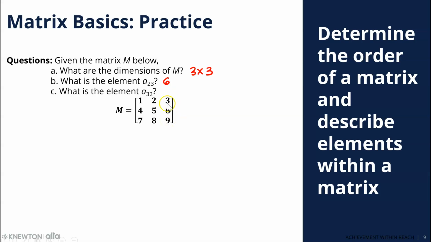Next, let's identify the element A sub 3, 2. That means third row, and the second column. So it is this number here. It's on the third row and the second column. So that is 8.